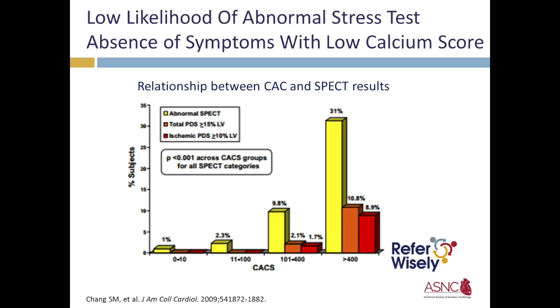However, looking in our patient's category of a score of greater than 100, you can see only 10% of patients have abnormal myocardial perfusion scan, and a much smaller number of patients have markedly abnormal perfusion scan defined by total perfusion defect or ischemic perfusion defect. Therefore, based on this, the patient does not require further cardiac testing, but merely needs to undergo aggressive optimal medical therapy.